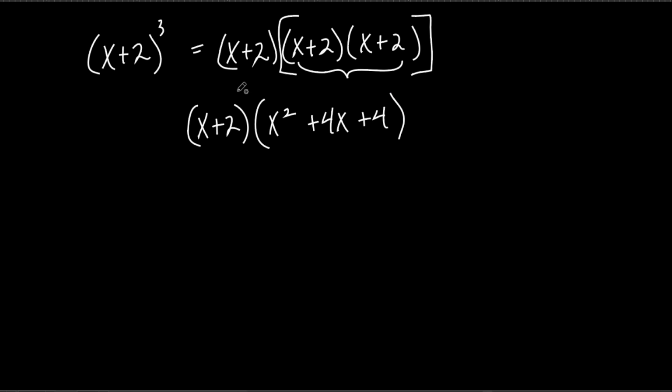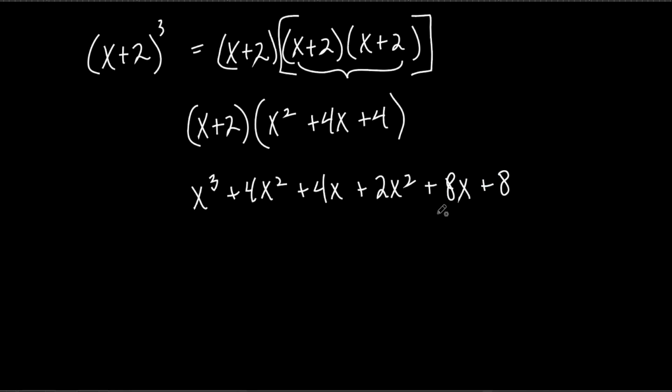So let's take that x and distribute it through here. I'm not going to draw the arrows this time. I'm just going to do it. So it's x times x squared, which is x cubed, x times 4x, which is 4x squared, and then x times 4, which is just plus 4x. All right, let's do the 2 now. Let's distribute the 2 through this. So what is that going to be? Plus 2x squared, that's good, plus what? 2 times 4 is 8x, and then the last one, plus 8.